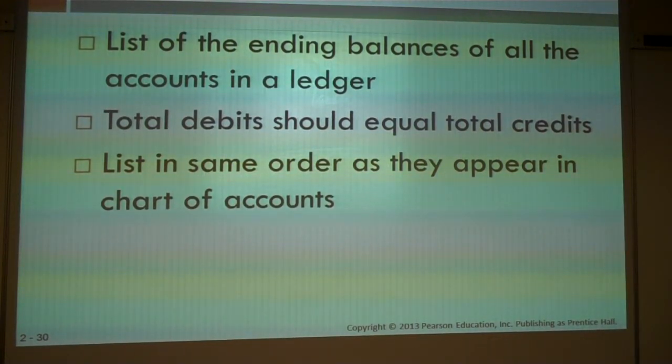The trial balance has a specific date on it. It's not for a period ended. It's just for a specific date, because an hour after we prepare the trial balance, the numbers could be different. They're listed in the same order as their account numbers appear in the chart of accounts.